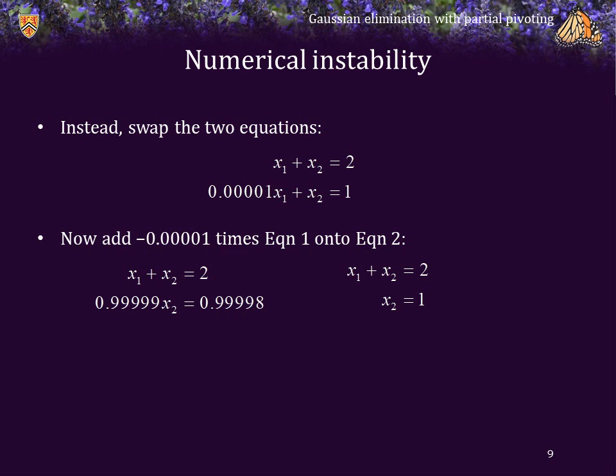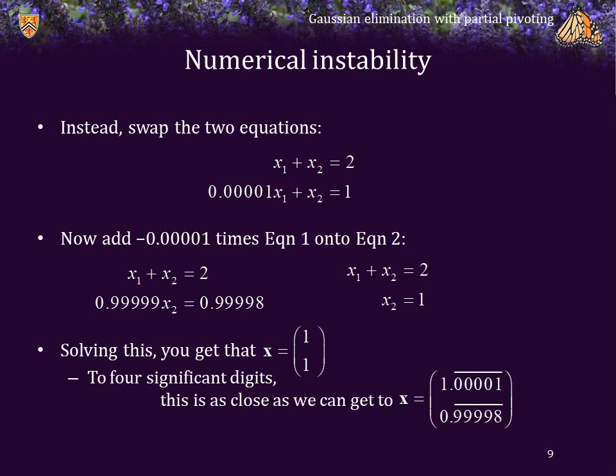But that's okay, because now if I substitute x2 equals 1 into the first equation, I get the solution vector 1, 1. Well, actually, that's a really good solution, because to 4 significant digits, that's as close as we can actually get to the right answer. Because the right answer here, stored to 4 significant digits, is indeed 1, 1.